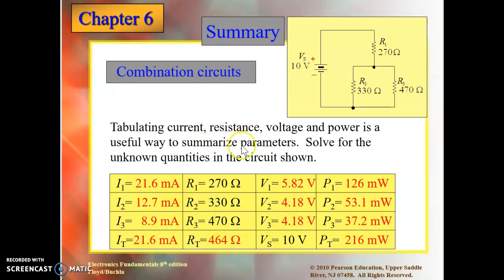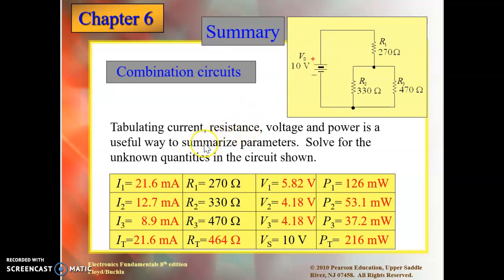Another example of a combination circuit: we have a resistor and then it branches out. So we have a parallel relationship here. The equivalent of the combination of these two resistors is going to be in series with this resistor, going to be added in a series manner to get an R total.